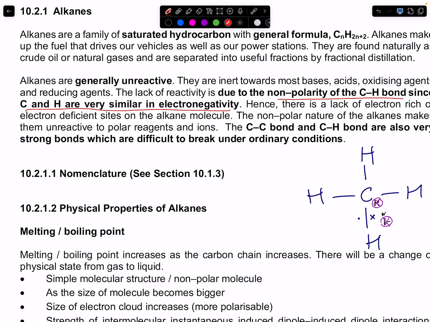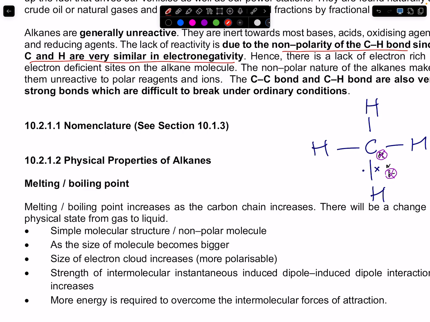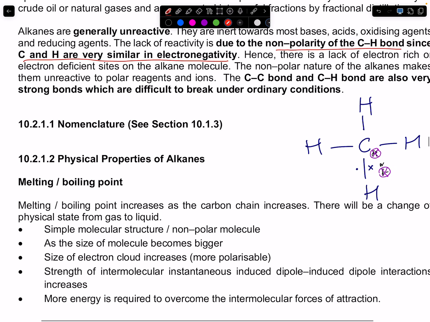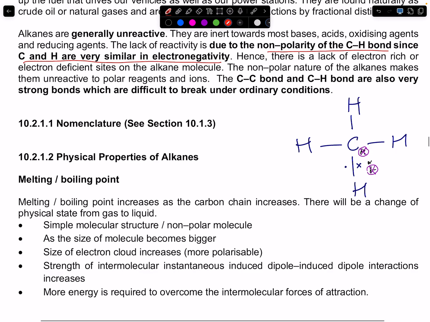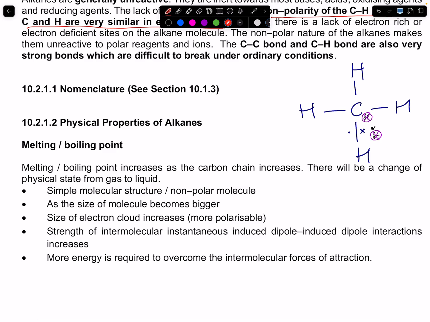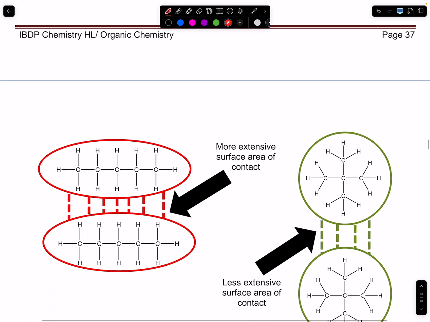Is that clear? Now, let us take a look at some of the physical properties of alkanes. Melting and boiling point increase as you go down the homologous series, because down the homologous series you increase by a CH2 group, so the size of the electron cloud becomes larger, and when the size of the electron cloud becomes larger, your London dispersion forces become larger. In these lecture notes, they mention instantaneous dipole-induced dipole. That in IB terms is known as London dispersion forces. So more energy is required to overcome the intermolecular forces of attraction. Is that clear, guys?